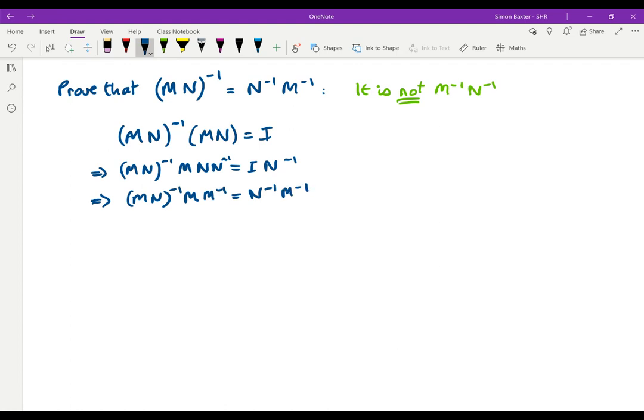Now we're nearly there. We've got MN inverse multiplied by M inverse is just the identity, so that doesn't have any effect. And on the other side, we've got N inverse M inverse. And so we've proved what we wanted to do, that the inverse of MN is N inverse M inverse.